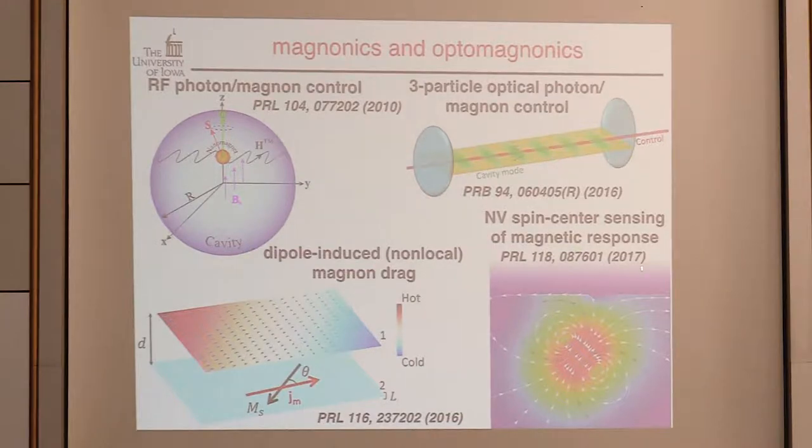And then we've been looking at some new approaches for quantum sensing, including NV sensing of magnetic response. So instead of magnetic fields directly, this is an approach that may work to allow a spin coherent object to detect the response of a material, paramagnetic or diamagnetic, that has no static equilibrium magnetization of its own.